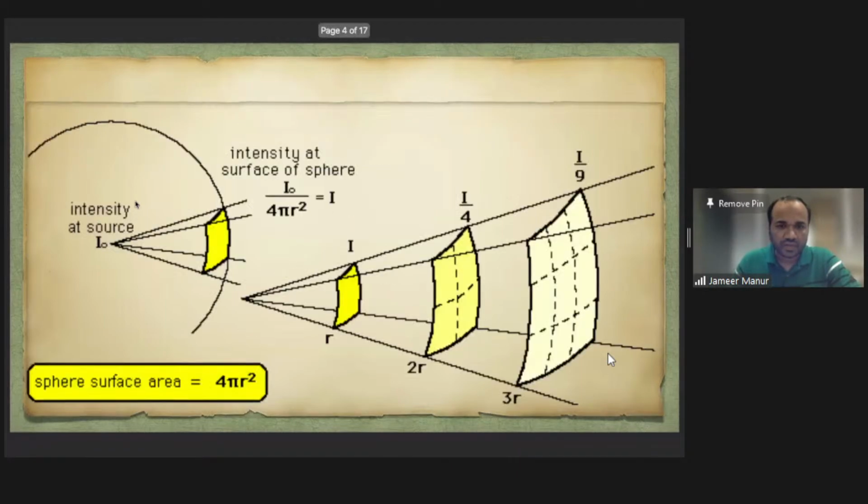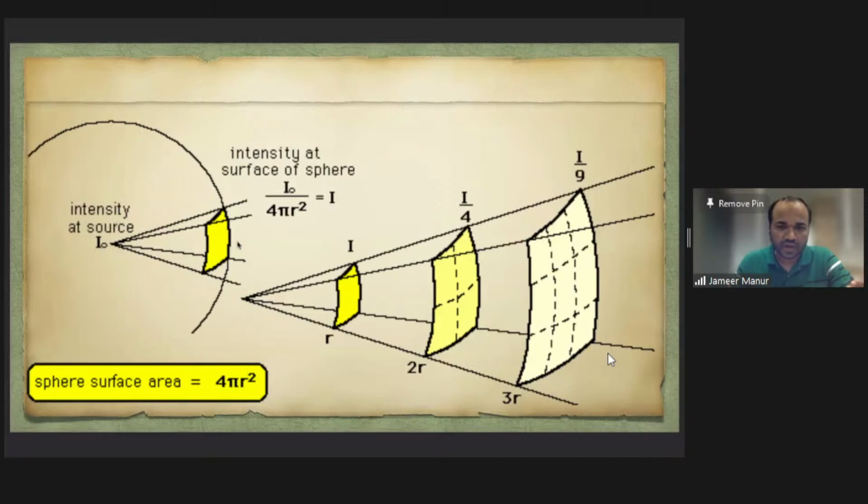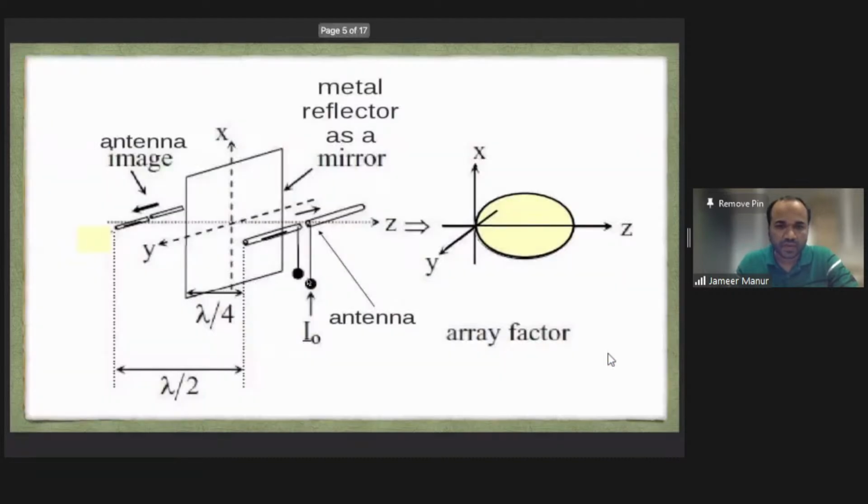This is our first experiment, and as I was explaining, the intensity drops by 1 by r square. If there's a total intensity I0 here, then for a unit area it will drop by 1 by 4 pi r square. That we know, and we'll see what happens when we put the antenna.